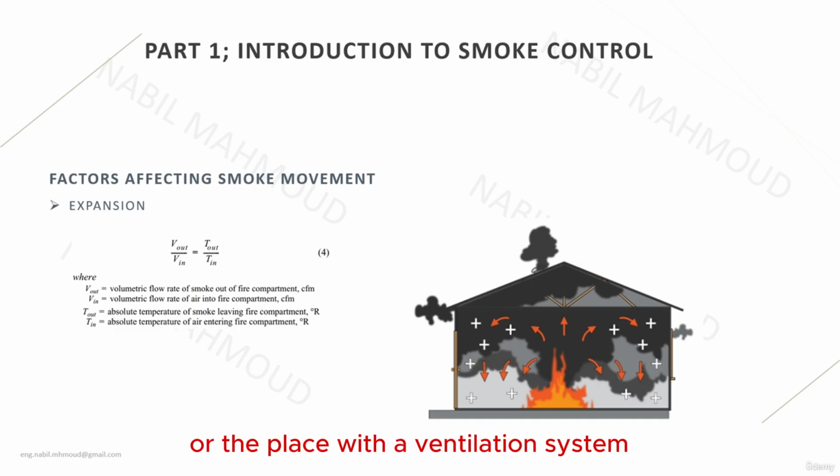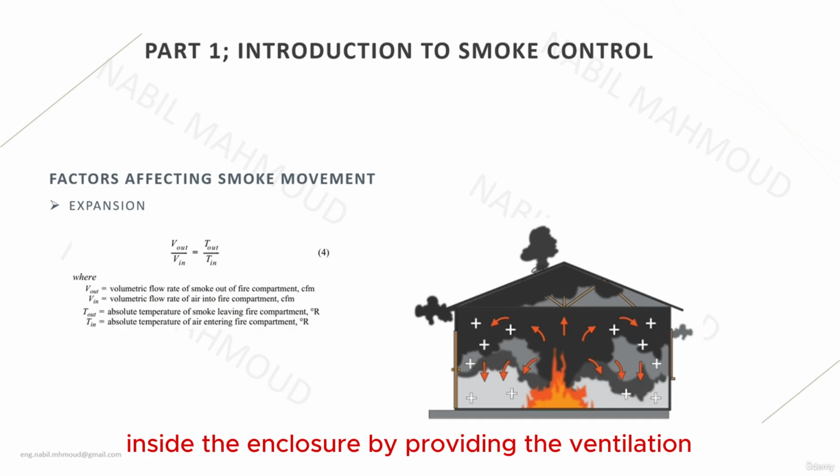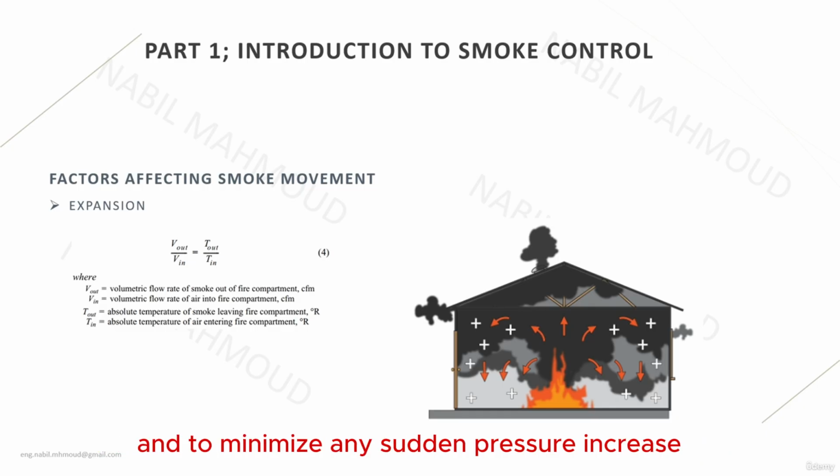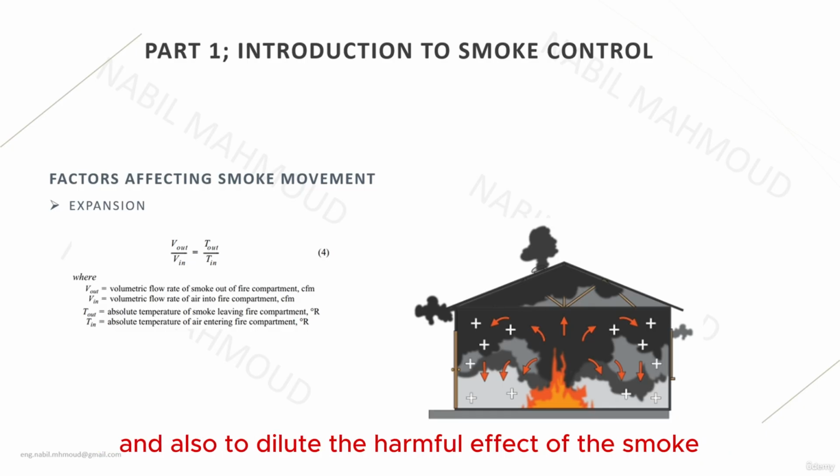That's why providing the system or the place with a ventilation system that can be active during the fire, which is known as the smoke control system or the smoke management system, is very, very important, because it minimizes the harmful effects such as the sudden increase in pressure related to the sudden increase of the volume of the smoke inside the enclosure, by providing the ventilation to control the pressure inside the place and to minimize any sudden pressure increase, and also to dilute the harmful effect of the smoke.